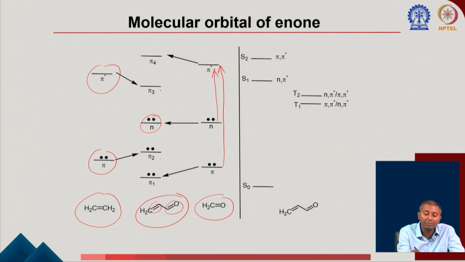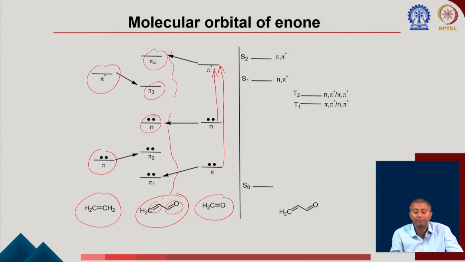At the same time there will be the pi star orbital as well. So these will be the anti-bonding orbitals, and these are going to be the bonding orbitals. And the important fact you are going to see in case of enone is that once it goes from S2 to S1, it can then go for an intersystem crossing.